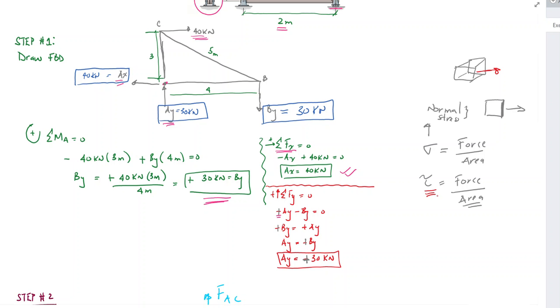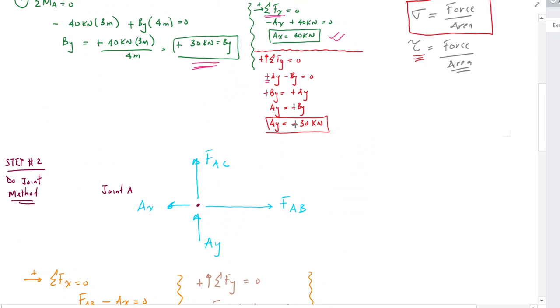Now we know they're asking what the average normal stress is. As Vanessa said, we're going to use this equation here. So we need to find the forces in each member. Taking joint A, everything is going to be in tension. To our right we have force AB, then we have our support reactions AY and AX, and then we have force AC.